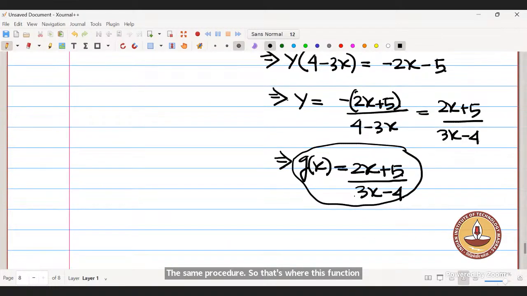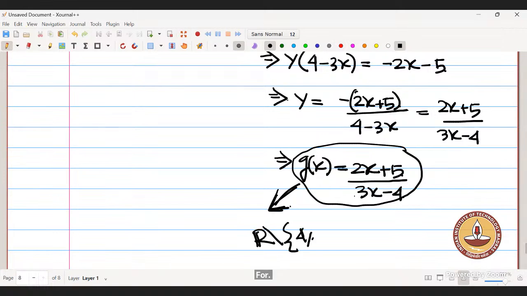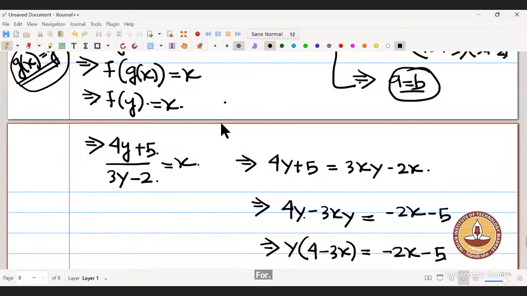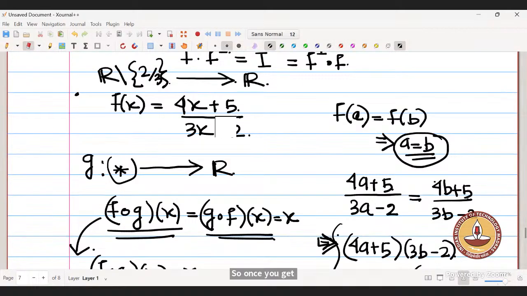And what is the domain of this g of x? R minus 4 by 3. Correct. So initially I asked you how to. Once you get the expression from there, you can easily compute the domain.